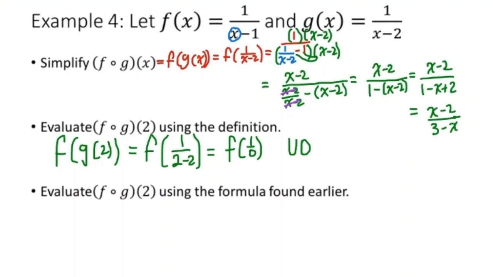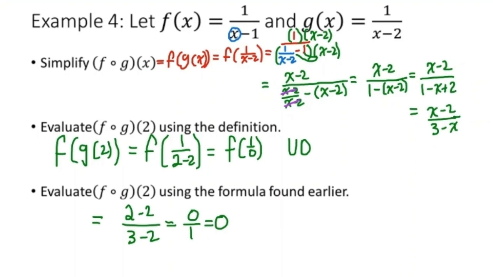Now let's evaluate f of g of 2, but this time we're going to use the formula we found earlier. If we were to use the formula we found earlier, we have 2 minus 2 over 3 minus 2, which is 0 over 1, which is 0. So the question becomes, which of these are correct? With one method, I'm getting that my function at 2 is undefined, while with the other, I'm getting 0.